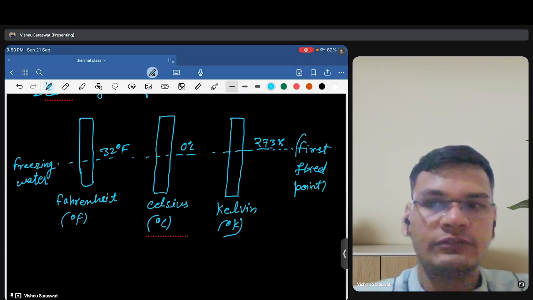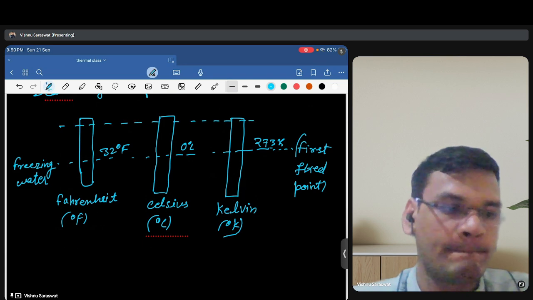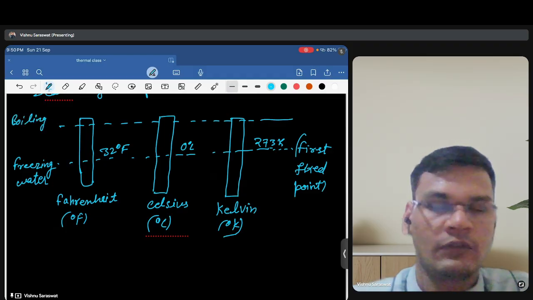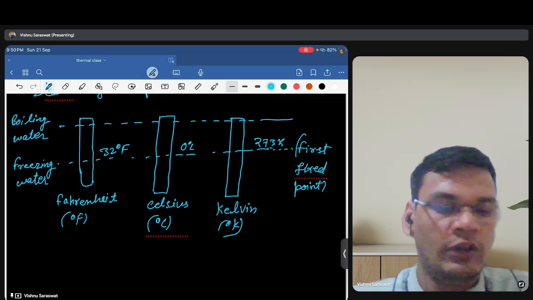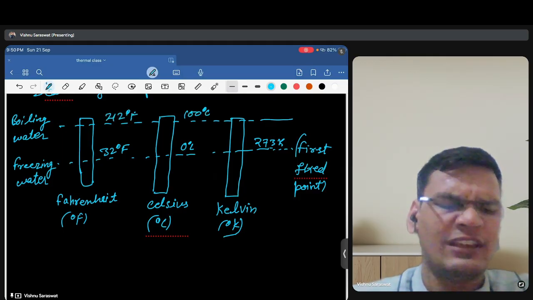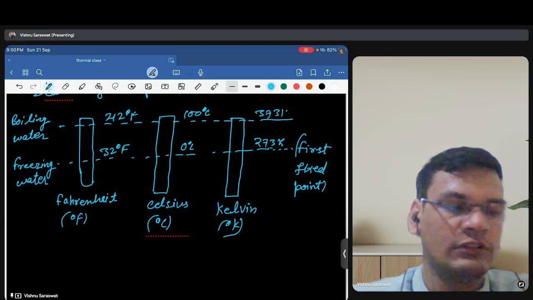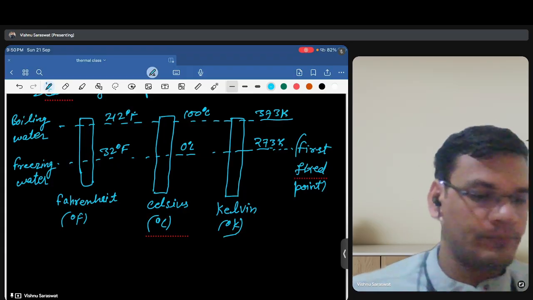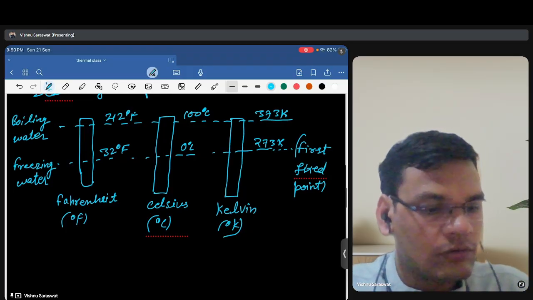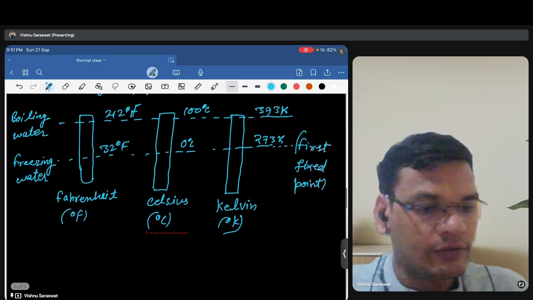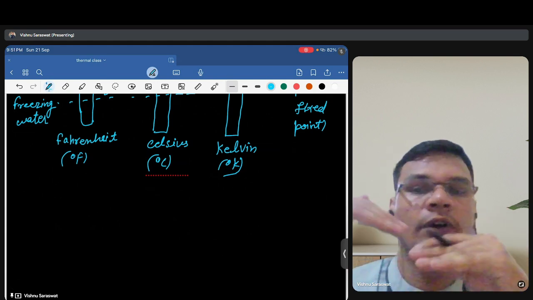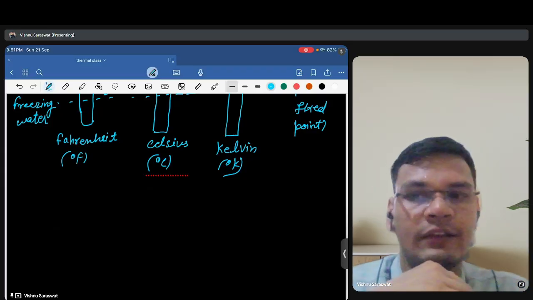and the second fixed point is boiling water, which is 212 degrees Fahrenheit, and in Celsius it is 100 degrees Celsius, and as many students already know, 373 Kelvin. But I'm trying to explain everything here. So in the Fahrenheit scale, we have two fixed points. One is the lower fixed point and another is the higher fixed point.